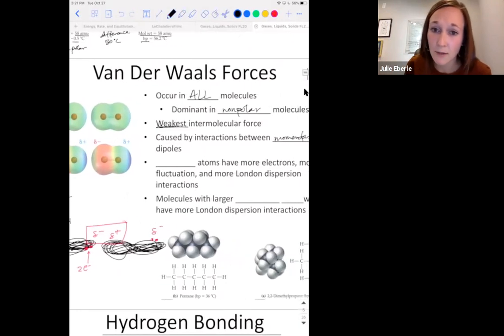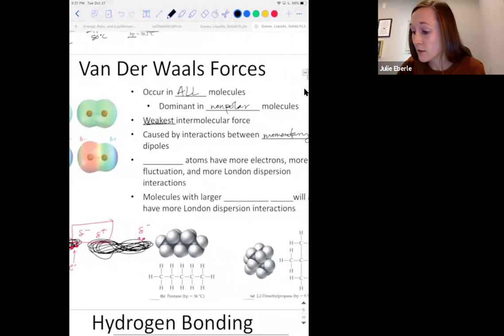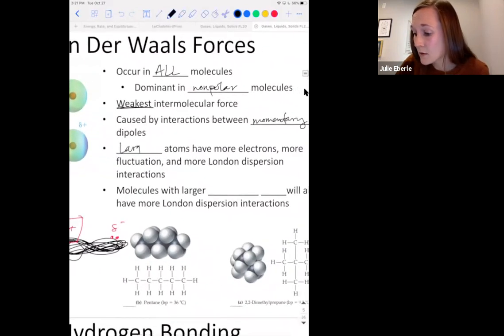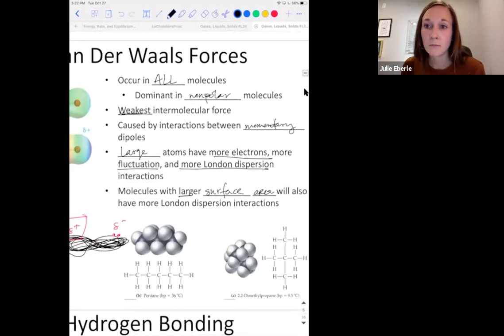And this is just a hydrogen atom, an example with 2 electrons. Let's think about atoms that have 50, 60, 70 electrons. That's the next point with this bullet point: large atoms that have 100 electrons are going to have more electrons, and therefore more fluctuation, more movement, and therefore they're going to experience stronger London dispersion forces, okay? And molecules with a larger surface area will have more London dispersion interactions, okay?